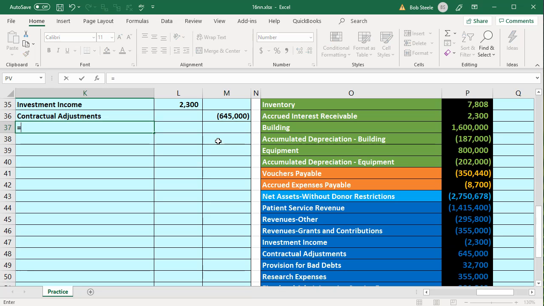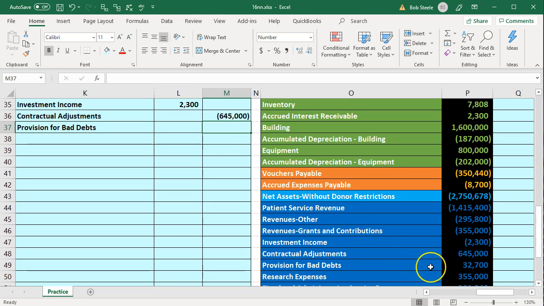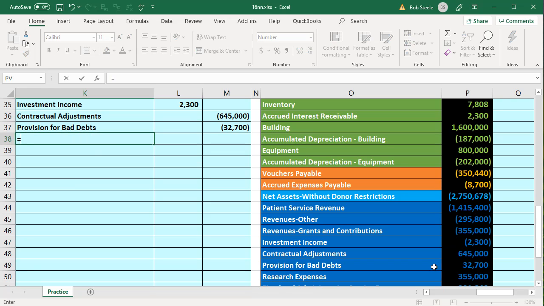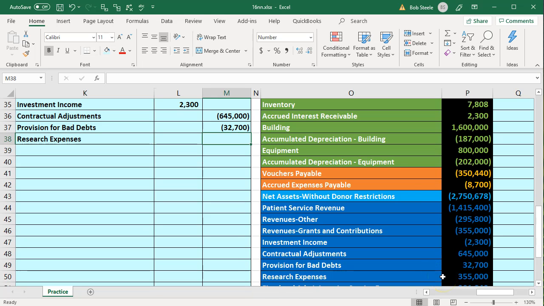We'll continue down with this. The next one is going to be equal to the provision for bad debts. Once again, it's at 32,700. That's going to be a debit. We need to credit it to make it go down. So in M37, negative of that 32,700 and enter. Next, we have the research expense. So we're going to pick up the research expense. We're going to be on the credit side. So we're going to say negative of, scrolling back down and picking up that 355 and enter.